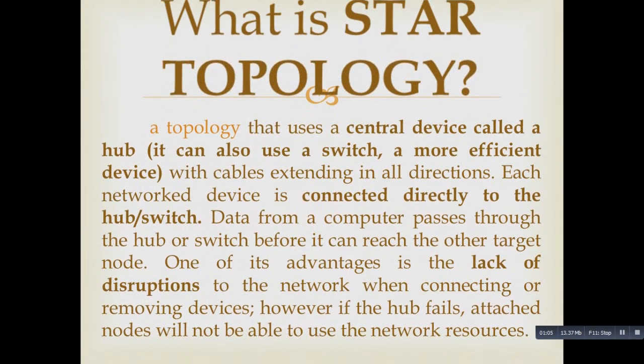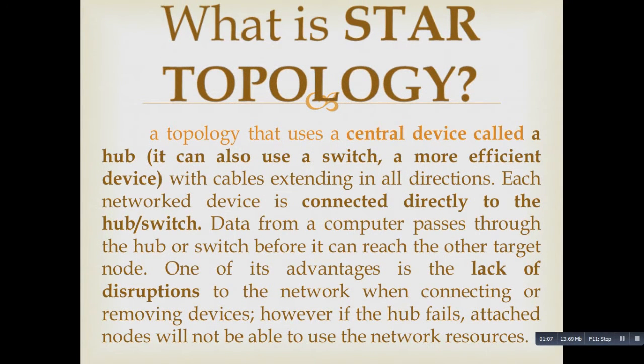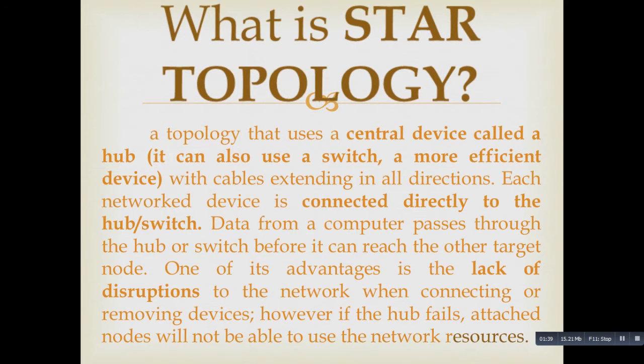It is a topology that uses a central device called a hub. It can also use a switch, which is a more efficient device, with cables extending in all directions. Each network device is connected directly to the hub or switch. Data from a computer passes through the hub or switch before it can reach the other target node. One of its advantages is the lack of disruptions to the network when connecting or removing devices. However, if the hub fails, attached nodes will not be able to use the network resources.